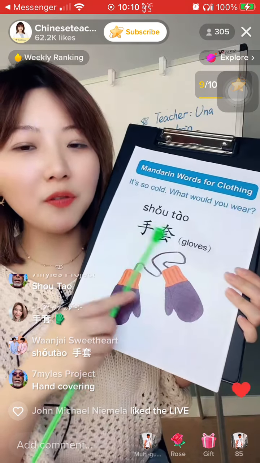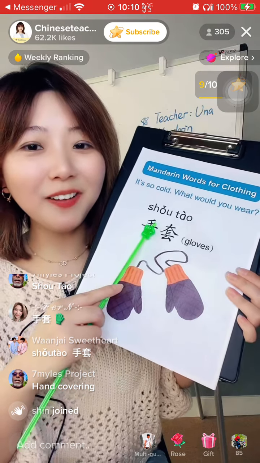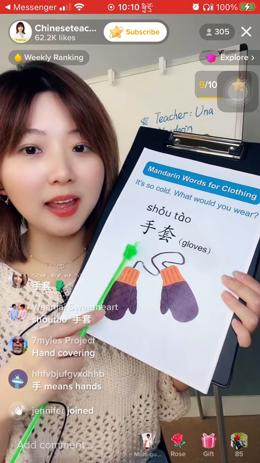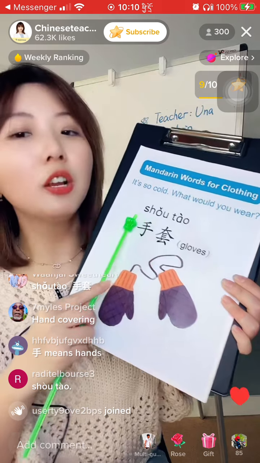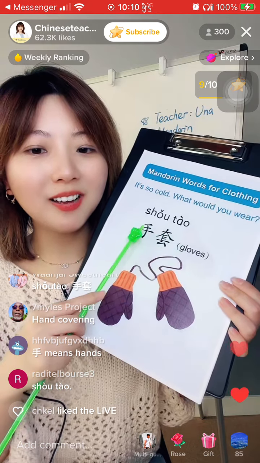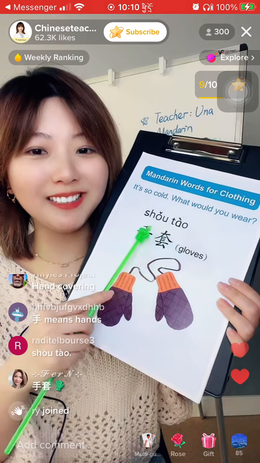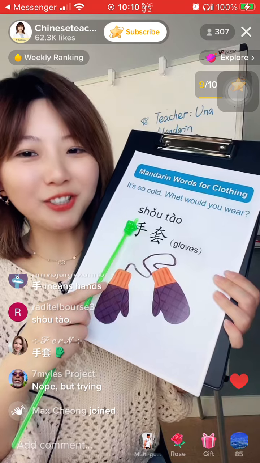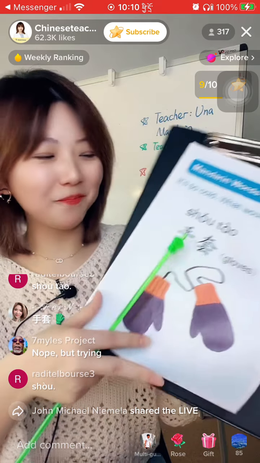You're so smart. Have you learned Mandarin before? I feel like you can understand everything. You can understand literally each character. Very good job. 手套, 手套, 手 means hands. Very good. We have lots of little teachers here. Thank you so much. 手套, 手套. All right.